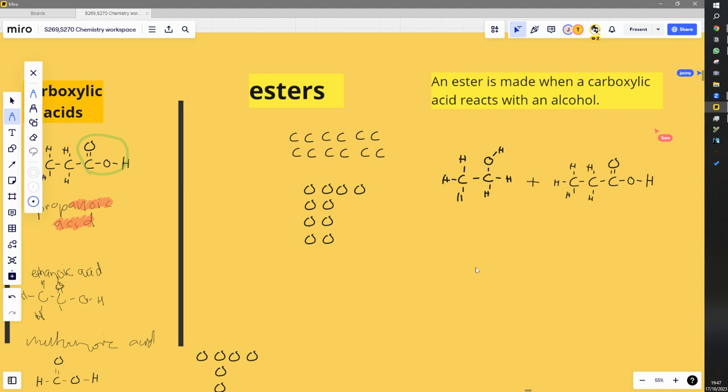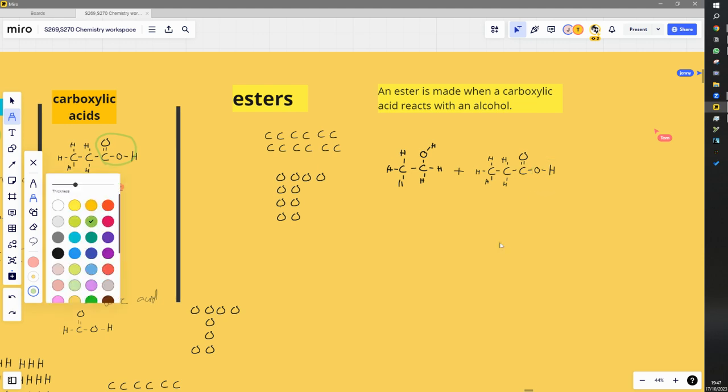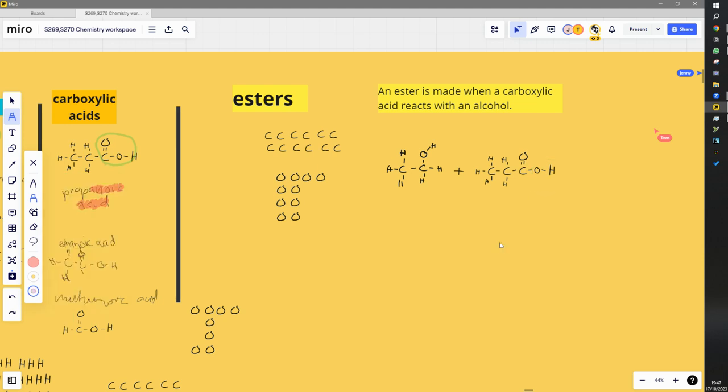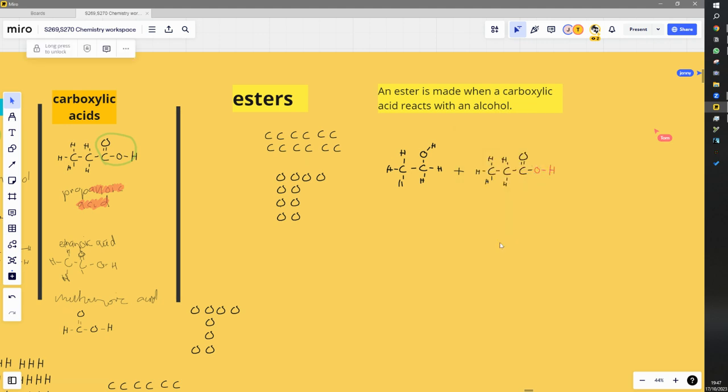Now, what happens is they join together, but something breaks off. This is the bit that I need to often remind myself of. It's the carboxylic acid where the OH comes off. I'm going to use a different highlighter actually because the green was for functional groups, wasn't it? So this bit breaks off. Actually, no, I'm just going to colour in the O and the H. Like that. And this bit breaks off.